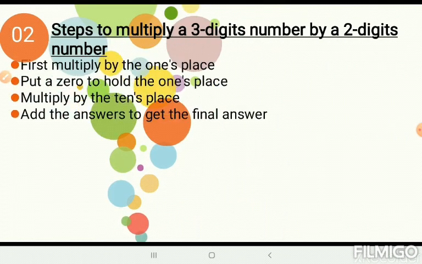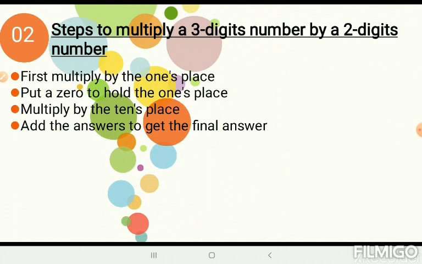Now let's see the steps to multiply a 3-digit number by a 2-digit number. Let's understand with an example. Suppose we take 132 and we have to multiply it by 24. The first step says first multiply by the ones place. We are going to multiply as if there is no 2 here. The 2 does not exist, only 4 is there.